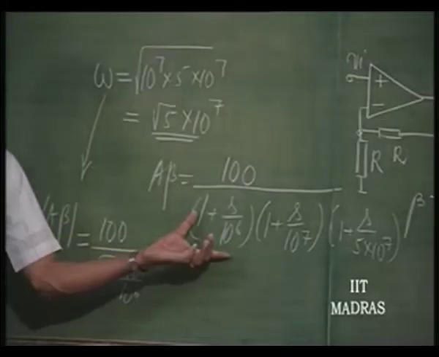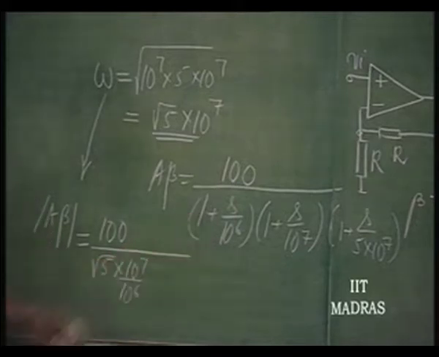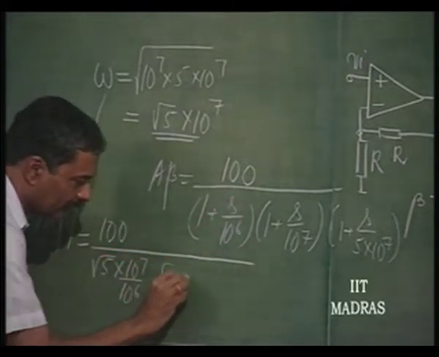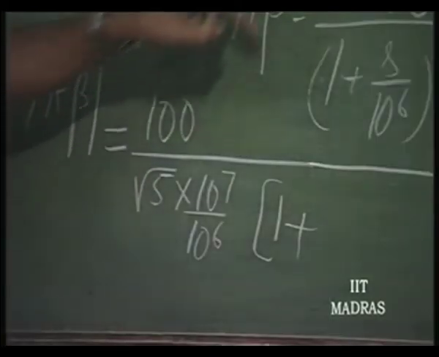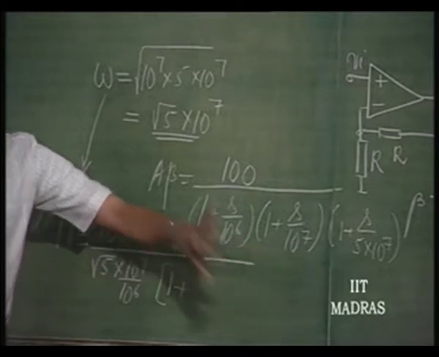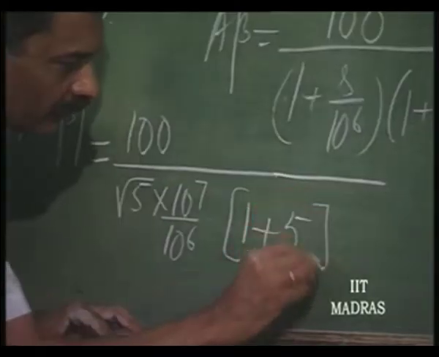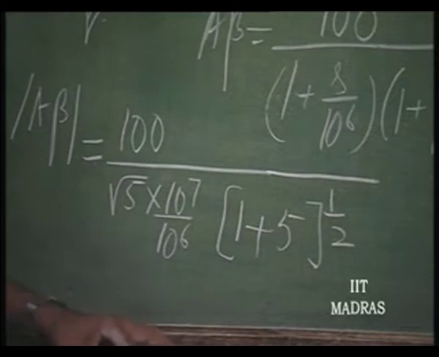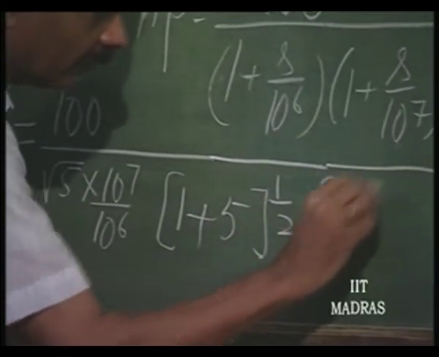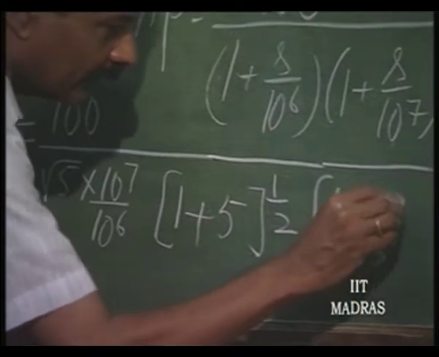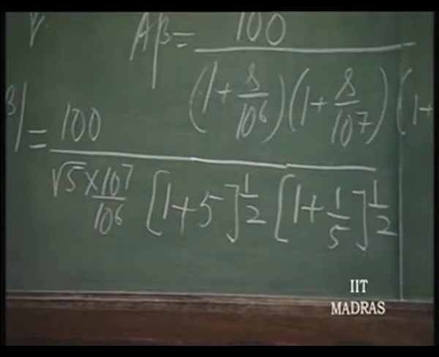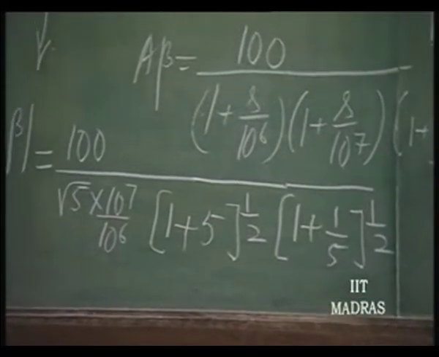This is the attenuation caused by this pole, that this is still dominant. At the other pole, this thing is 1 plus root 5 into 10 to the power 7 by 10 to the power 7, root 5 squared. So, 5 to the power half, that is the magnitude of that. And then the magnitude of this is 1 plus 1 over 5, to the power half.